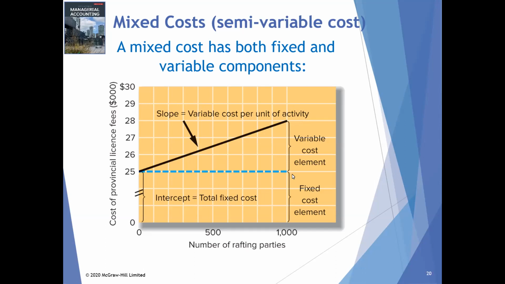The total fixed cost is this one, but if the parties are increasing, then definitely they will charge some amount of money as a per unit cost. Units are increasing and this is also increasing, but this is the fixed one. Fixed cost plus variable cost elements, both we have here. So that cost is known as the mixed cost. So mixed cost is known as a semi-variable cost.